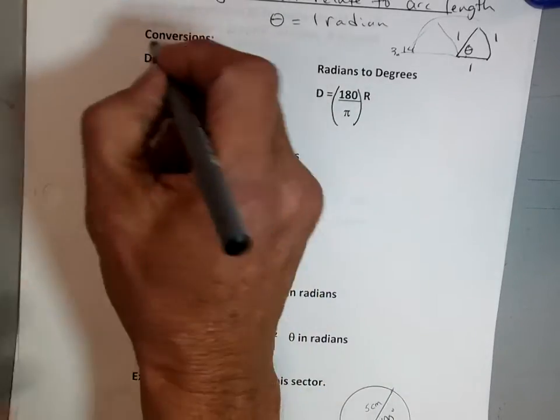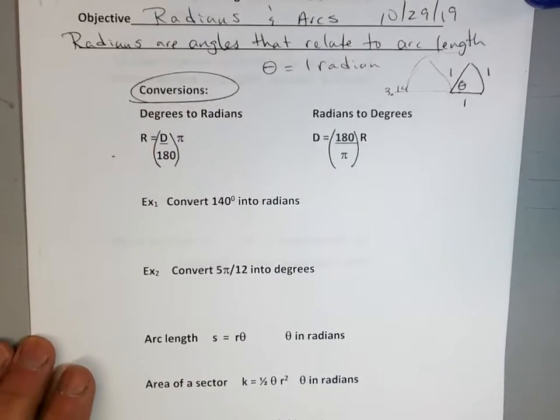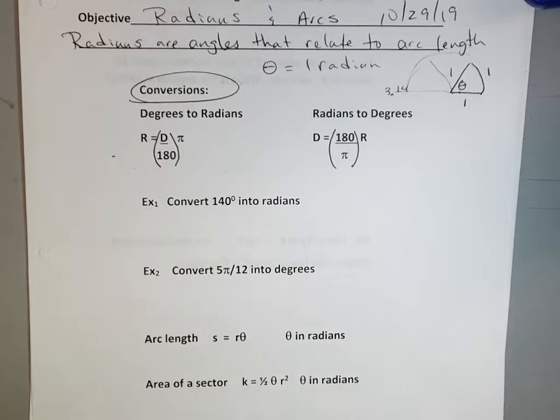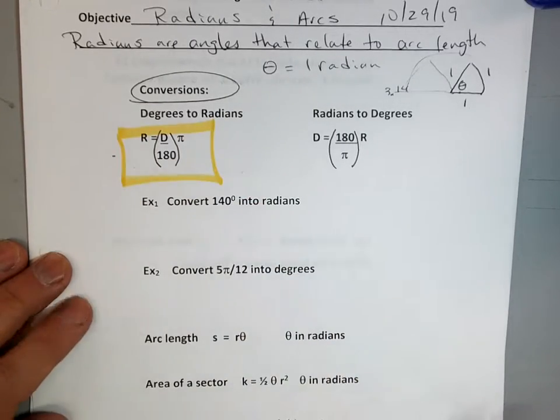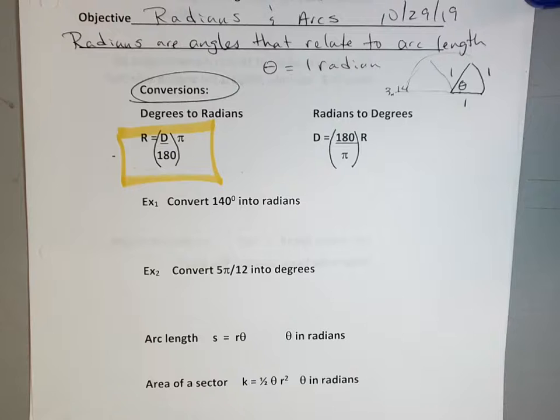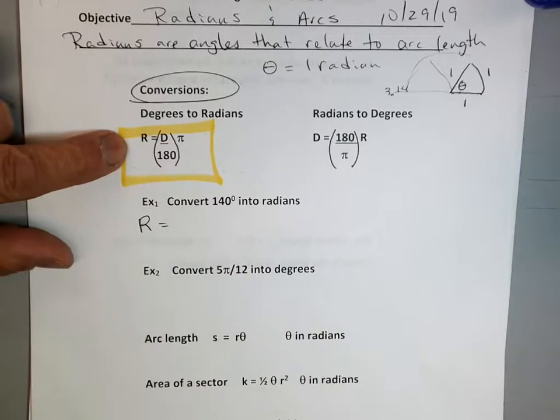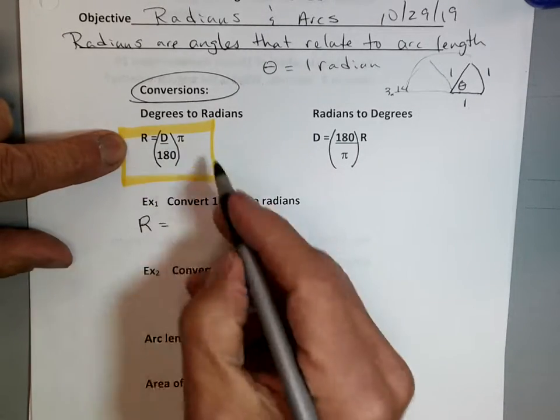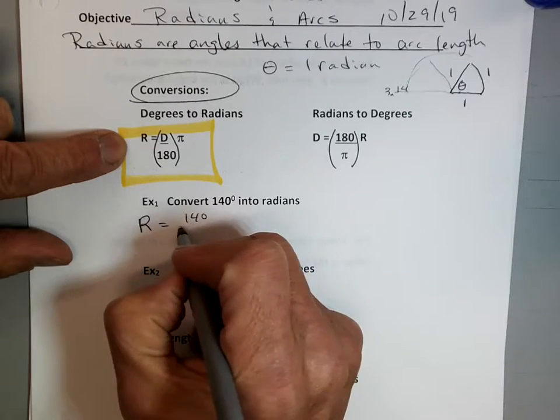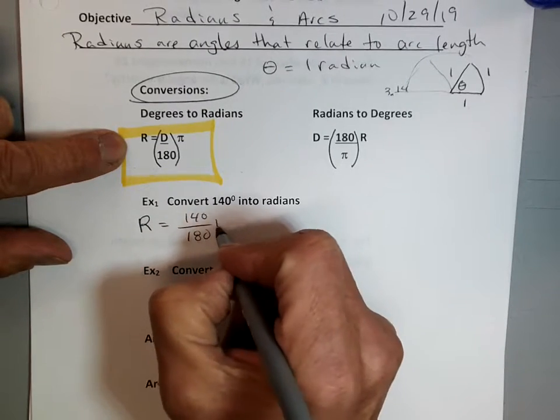So my conversion is this, okay? Here's my conversions. If I want to convert degrees to radians, okay, here's my formula, okay? So, example 1, 140 degrees. We're just going to use the formula. So we're going to say my radian, R equals, just use the formula, R equals my 140 goes in for D, 140 over 180 pi.